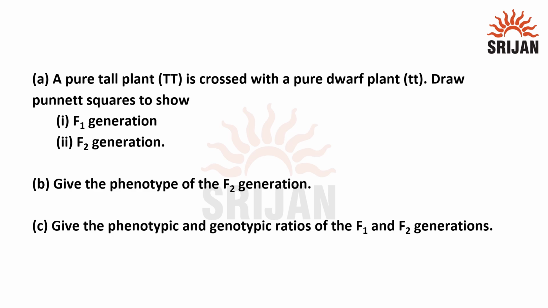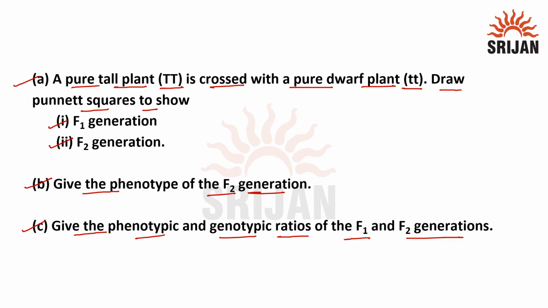The question is: a pure tall plant, that is capital T, is crossed with a pure dwarf plant, that is small t. A. Draw Punnett squares to show F1 generation and F2 generation. B. Give the phenotype of F2 generation. C. Give the phenotypic and genotypic ratios of F1 and F2 generations.